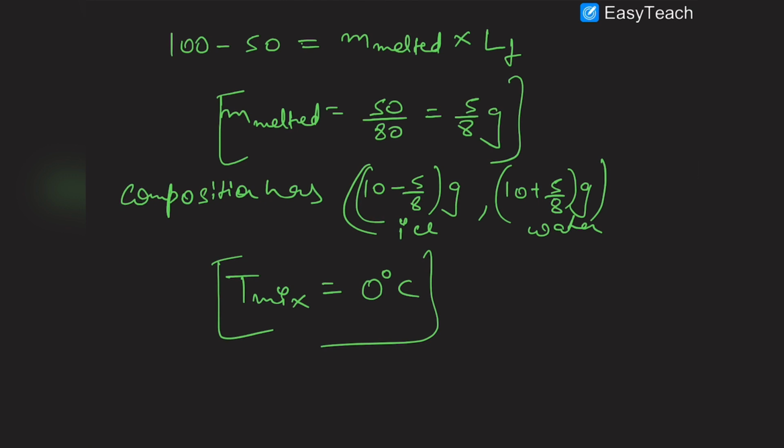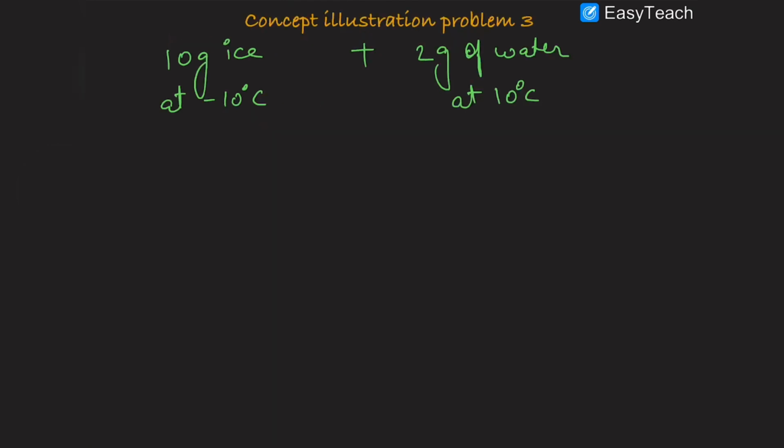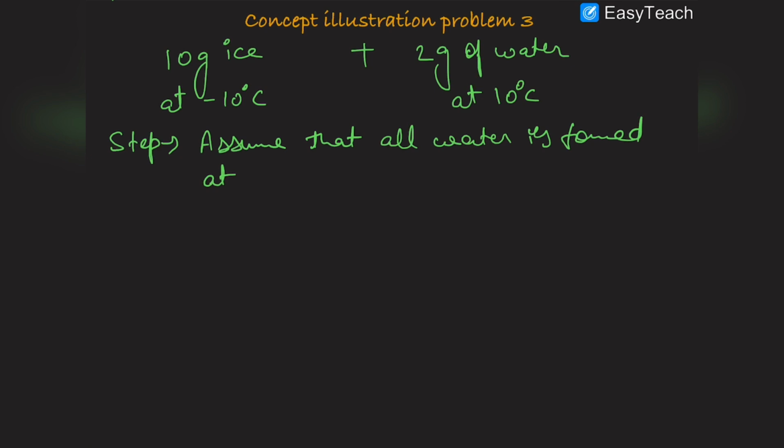Now let's move on to the next question. In this question, you can see that again there is 10 gram of ice at minus 10 degrees Celsius. It is mixed with 2 grams of water at 10 degrees Celsius. So step 1 is obviously to assume that all water is formed at 0 degrees Celsius.